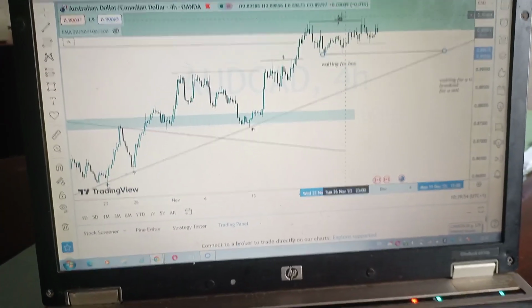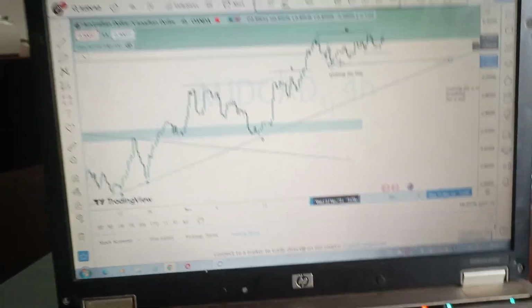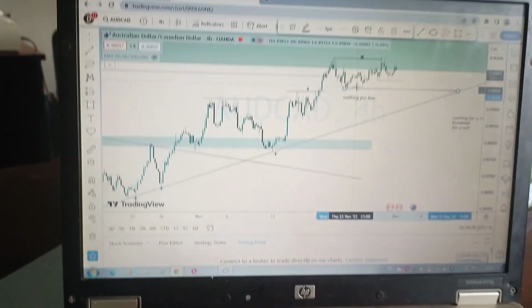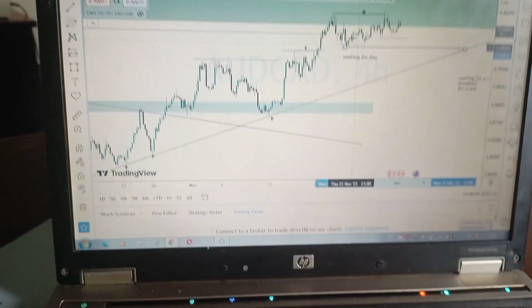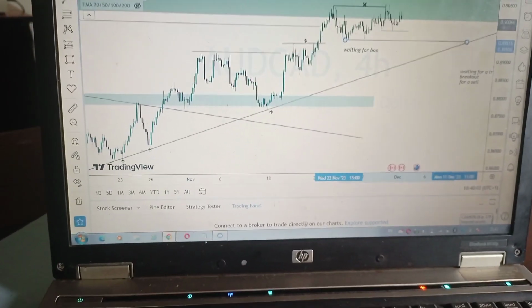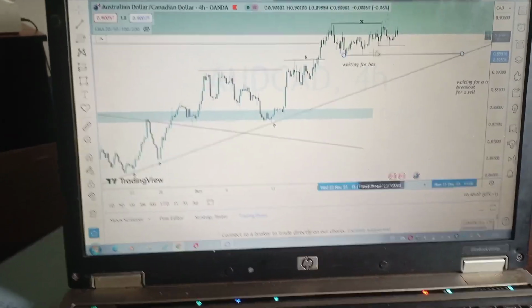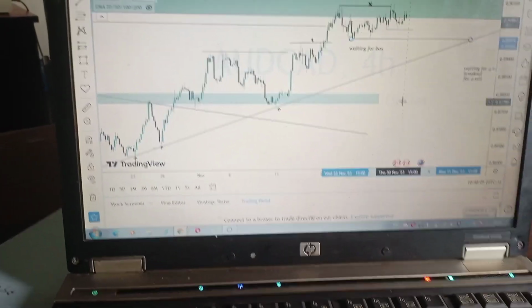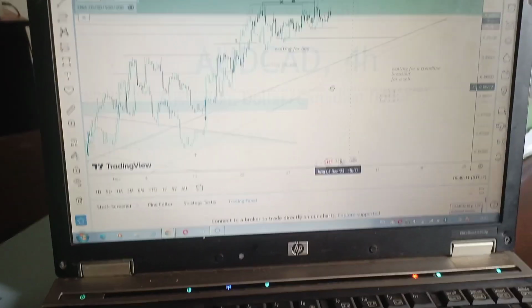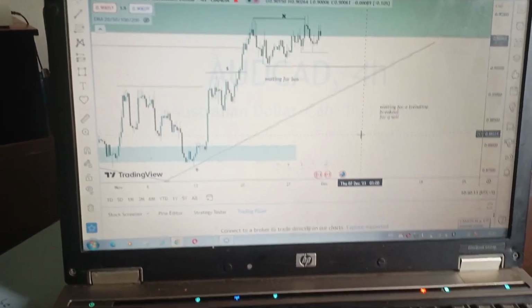So I will just wait. Price is currently at a zone now, so we're not doing anything. We're just waiting to see what price is going to do. Currently, the price is moving slowly, so there's nothing we can do for now. We'll just wait. When we get a break of structure to the downside, we'll be selling.